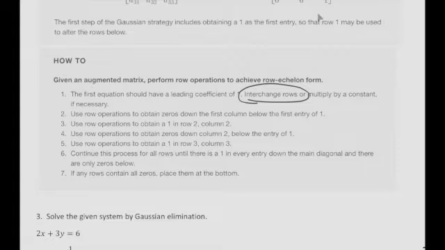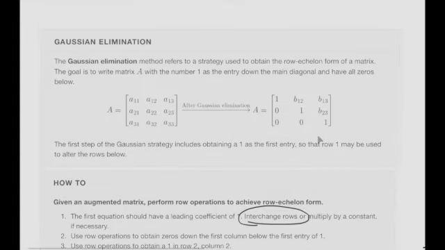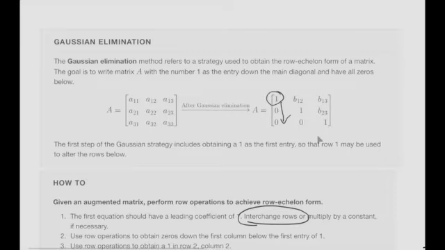Okay. Now, for this Gaussian elimination method, our goal is to get a 1 in the very top left corner and zeros beneath it. And then diagonally a 1 in the 2, 2 spot, right? Row 2, column 2, and zeros beneath it. And then in the 3, 3 spot, a 1, zeros beneath it.